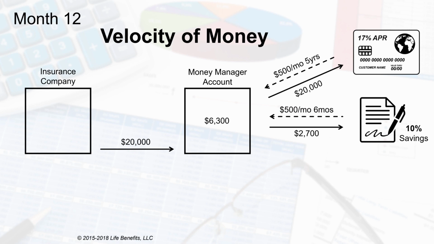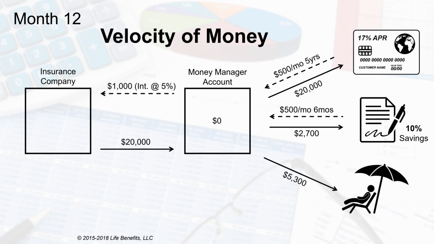Now, this is where the insurance company is going to need a year of interest on your original $20,000 policy loan. If that interest rate was 5%, that's going to be $1,000 of interest for the year. So you can obviously get this from the money manager account. That leaves you with $5,300. And let's say that you decide to go on vacation. So you spend the $5,300 to take your vacation.